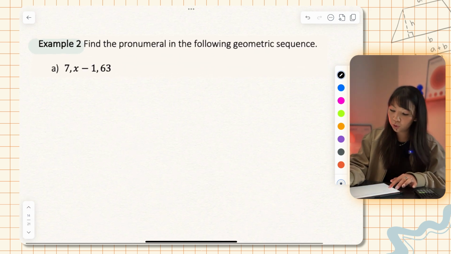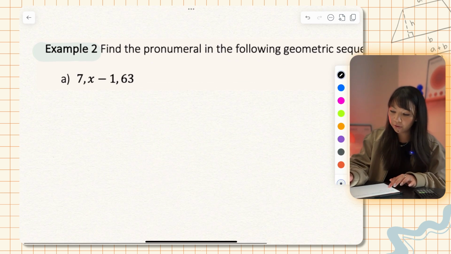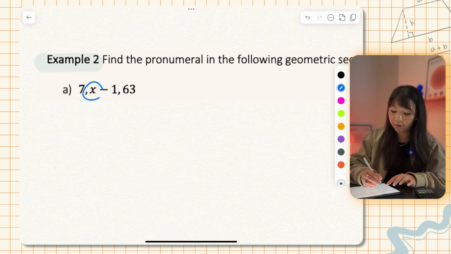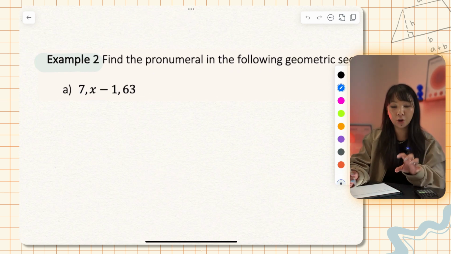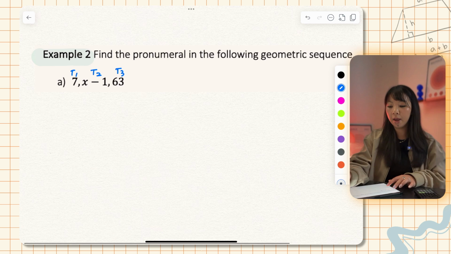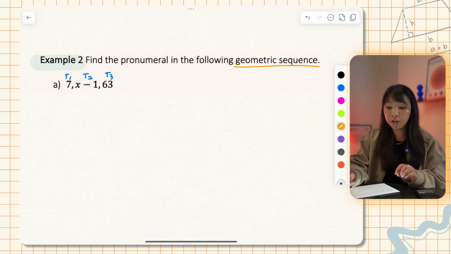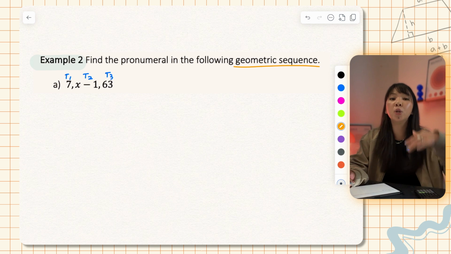Next, example 2: find the pronumeral in the following geometric sequence. So if I want to find the value of x, which is this unknown term here, 7 is the first term, x minus 1 is the second term, and 63 is the third term. If they have told us that it is a GP, then you can actually use the above result. We know that it's true.